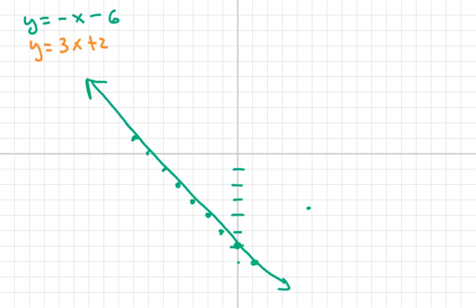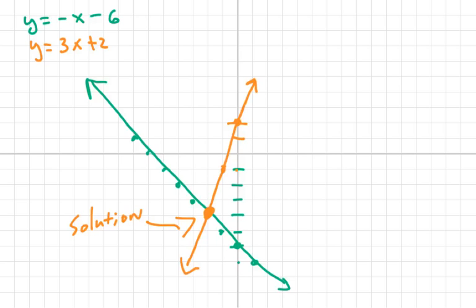Okay, the other one is 3x plus 2, so we're going to start at 2, and we know it's going to cross in quadrant 3, so we're going to go down 1, 2, 3 over 1, 1, 2, 3 over 1, and this is our point of intersection right here. And so we know that this is our solution.